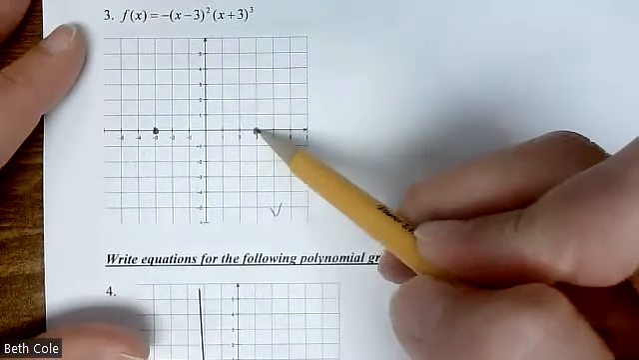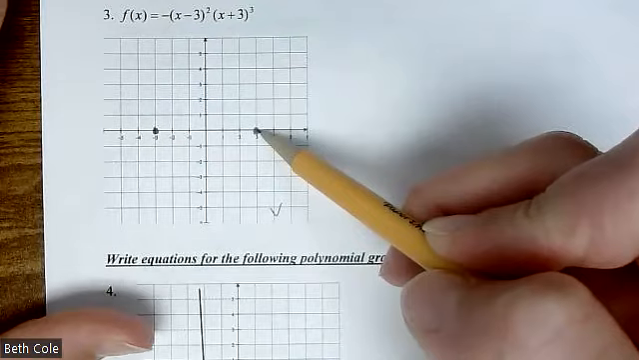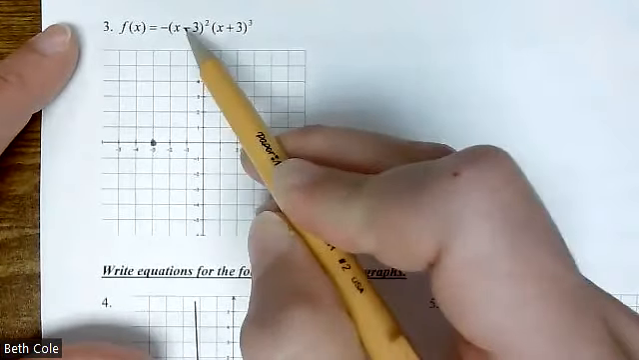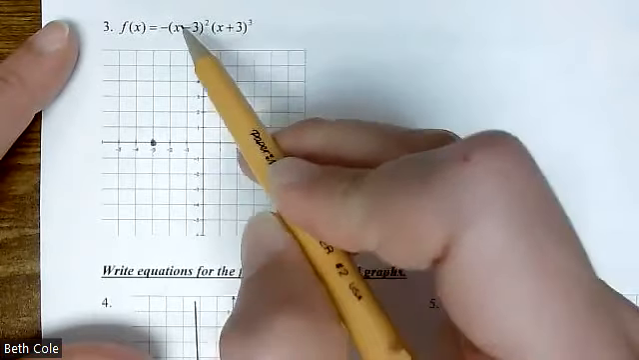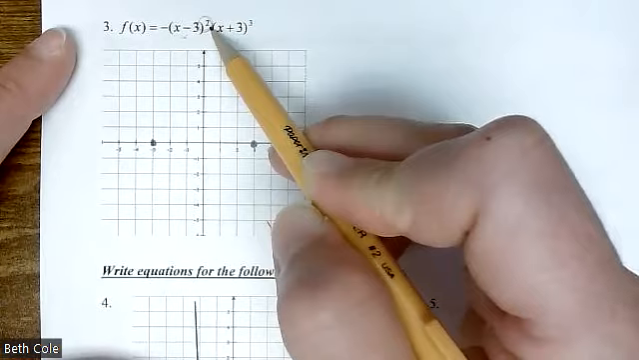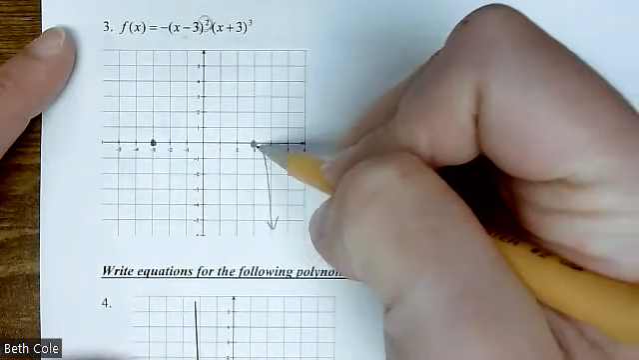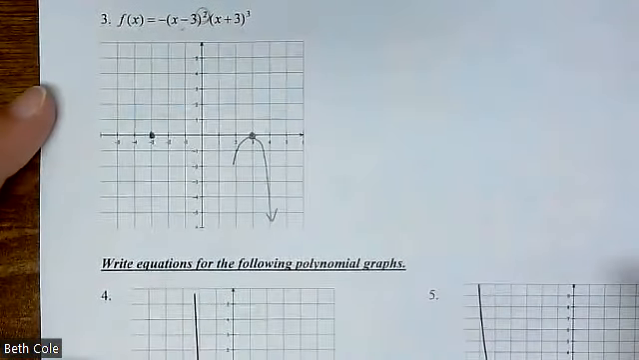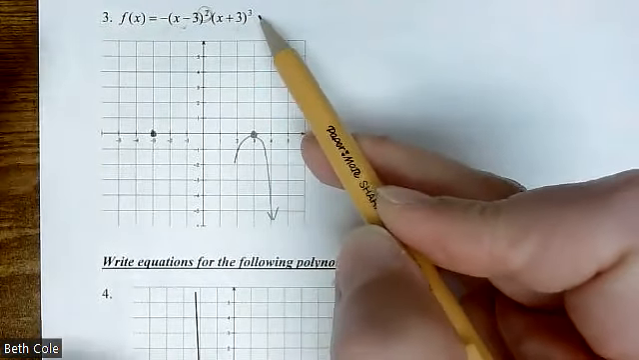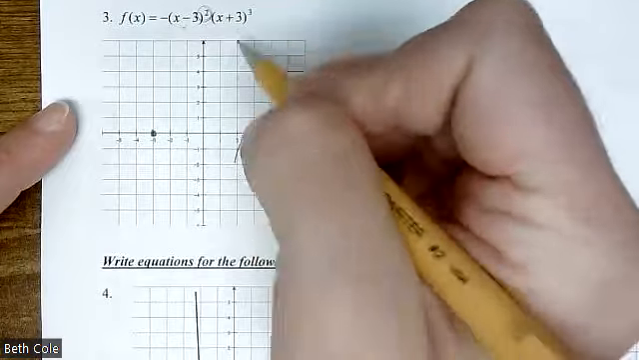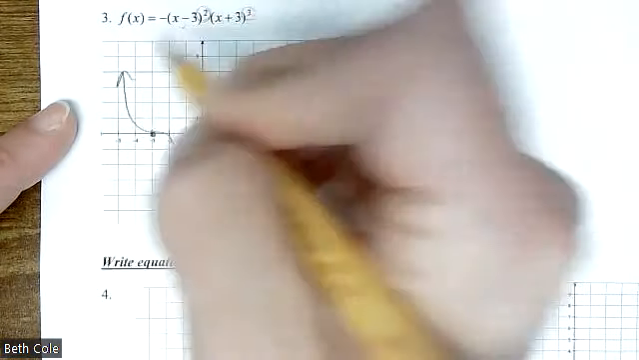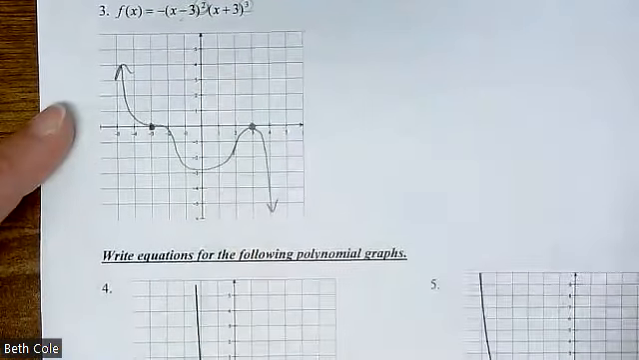Now, when I get to the +3, which one of these factors are we looking at? The first one or the second one? Yeah, the first one, which means we're going to bounce. The 2 means you're going to bounce like a quadratic. So like that. And then the -3 came from this one. What are we going to do at that one? Wiggle. How far down does this go? Not real sure.